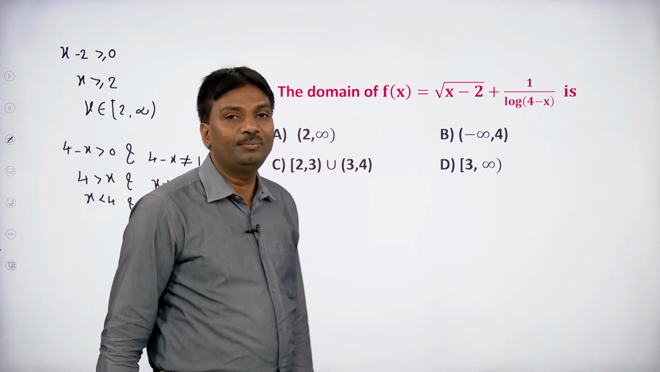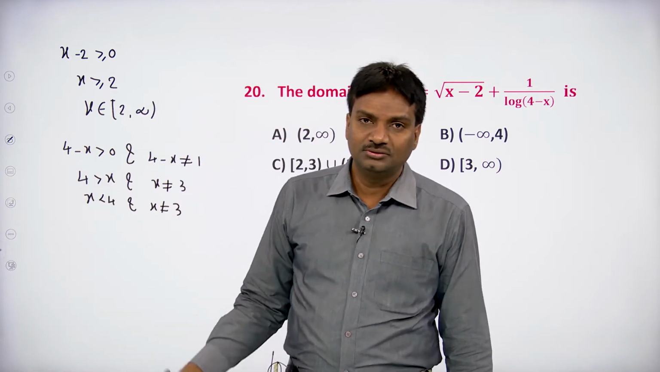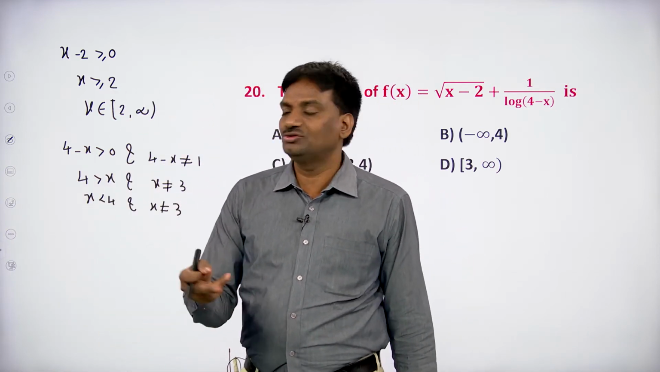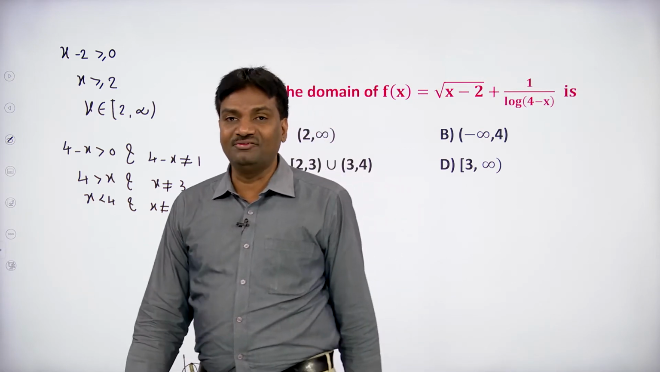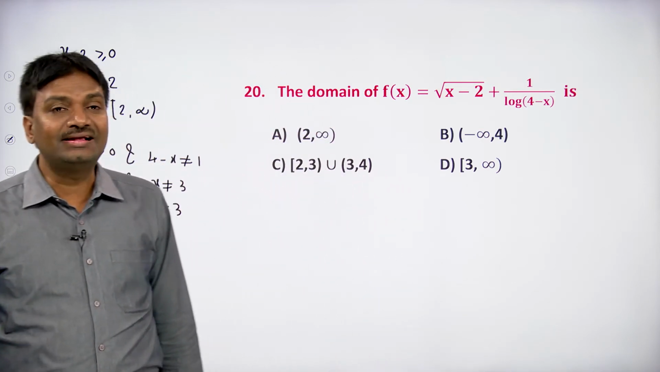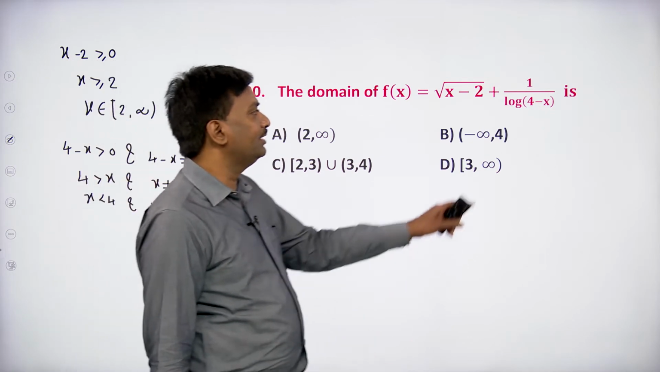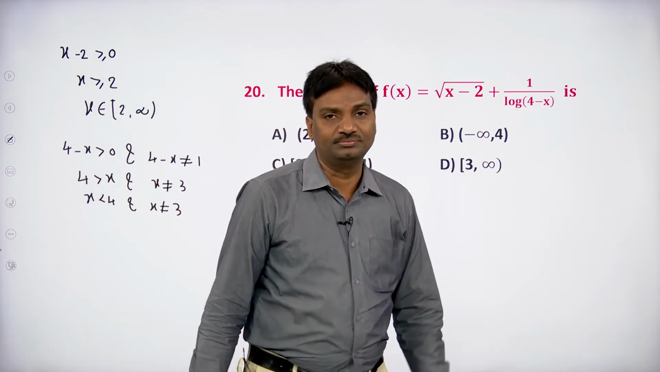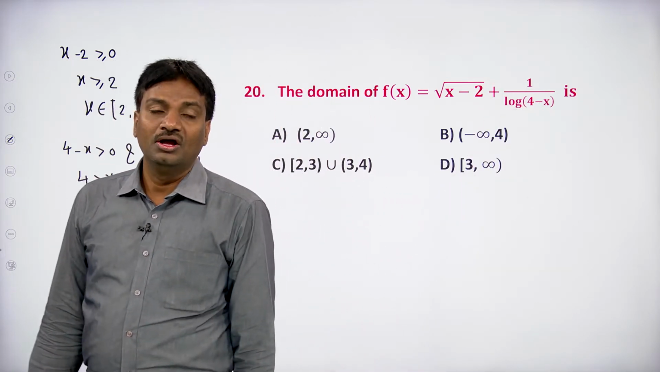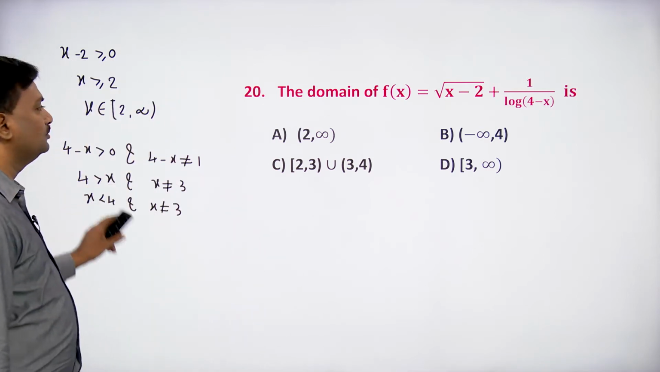X less than 4 means you may take 3, 2, 1, 0, minus 1, minus 2, minus 3, up to minus infinity. But don't consider exactly x equal to 4. If you take x equal to 4, 4 minus 4 is 0. So that's why don't take x equal to 4.